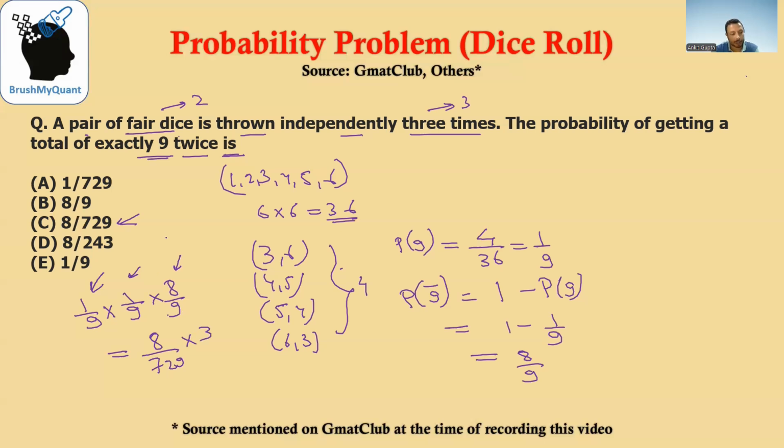We could have also got this value by choosing one place out of 3, right? So this can be done using 3C1, which is equal to 3 factorial divided by 2 factorial into 1 factorial, and this will be equal to 3. That means the final answer will be equal to 3 multiplied by 8 divided by 729, or equal to 8 divided by 243. So the answer will be option number D in this case.